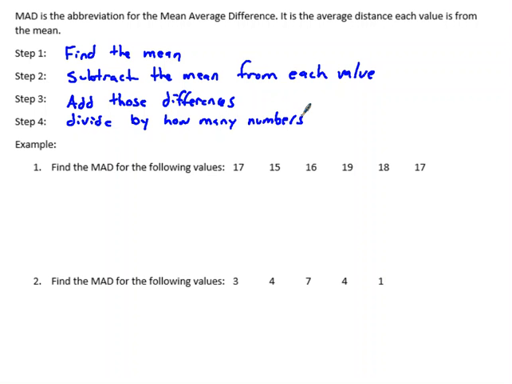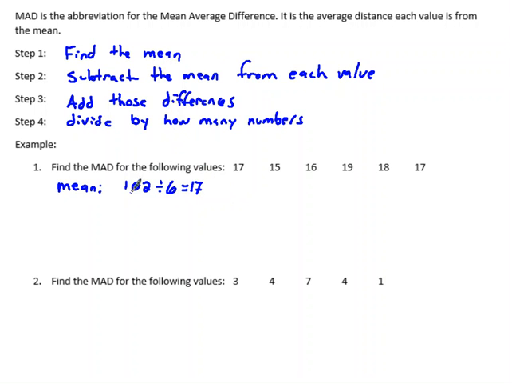So my first step is to find the mean of these numbers. So I'm going to do 17 plus 15 plus 16 plus 19 plus 18 plus 17. And the way we find the mean is we add them all up. That's 102. Divided by how many? There are 1, 2, 3, 4, 5, 6. So 102 divided by 6 gives me 17.